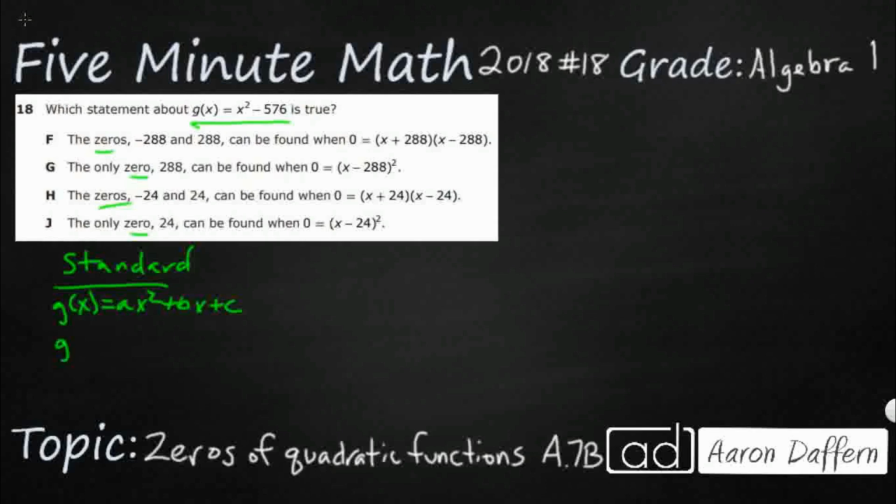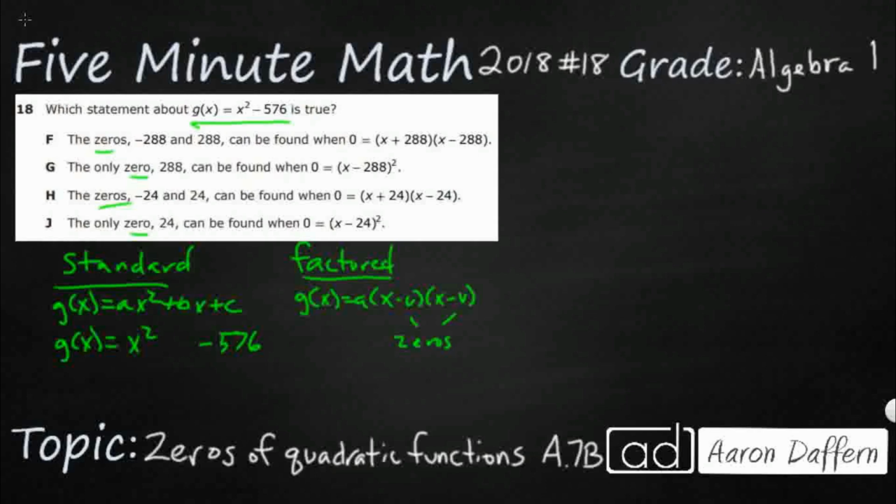I'm seeing this: g of x equals x squared minus 576. You know what I'm missing? I'm missing a b. So we're missing something there. And I know that if I can get it into my factored form, which looks like this, g of x equals a times (x minus u) times (x minus v), the u and the v actually are the zeros. But in order for me to do that, I need a b.